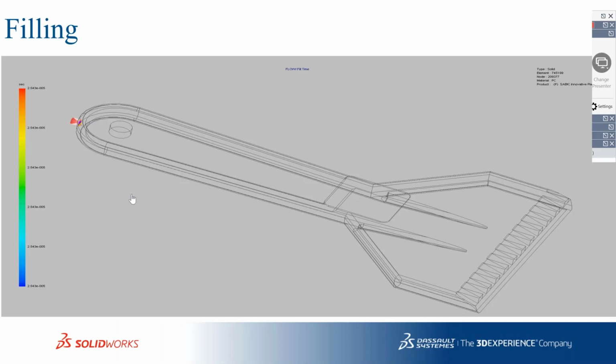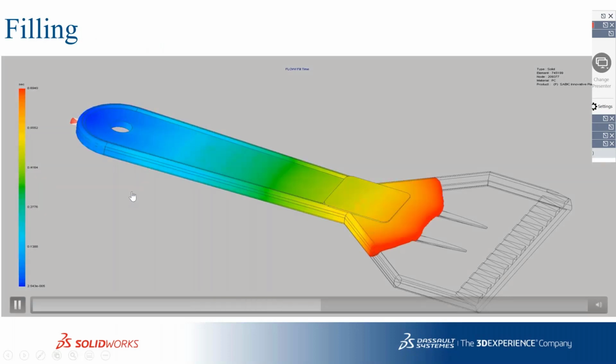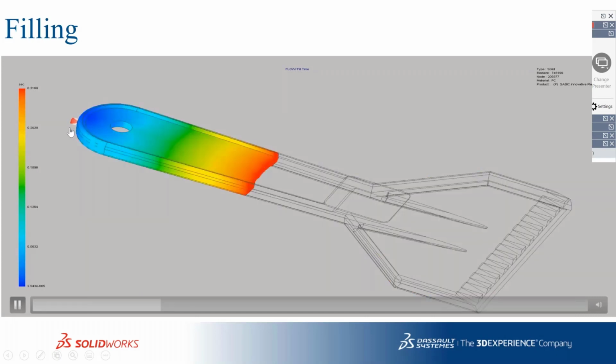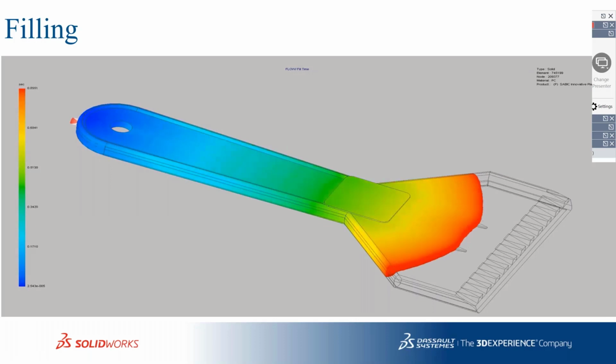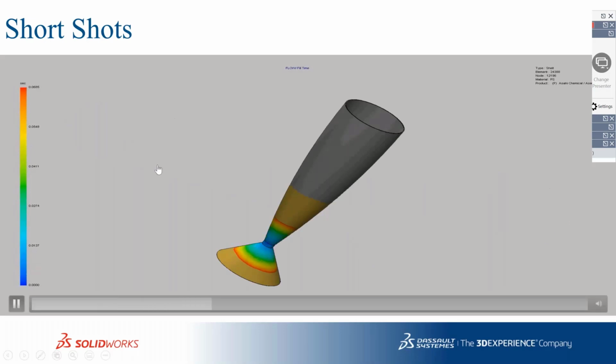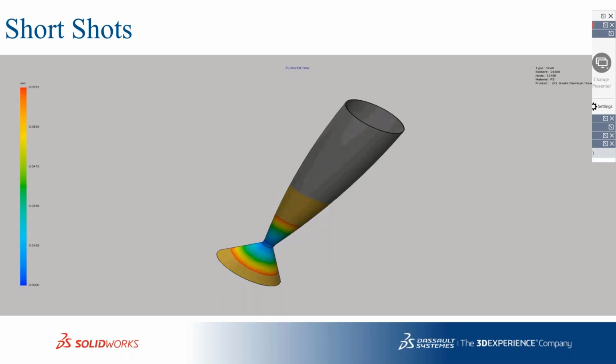So this is one simple example of filling, where you have identified the gate location here, and you can see the filling accordingly, the flow and the fill time. And this is the example for a short. Now once you are able to see the short, you can make the necessary changes in the gate location, the type of gate, or the injection pressure, and so on, and you can achieve the full flow and avoid shorts.